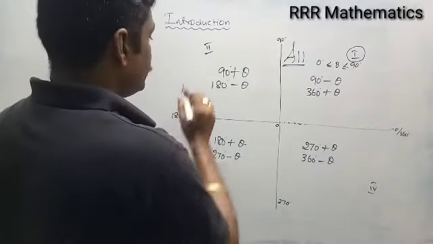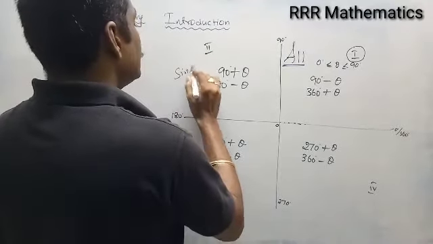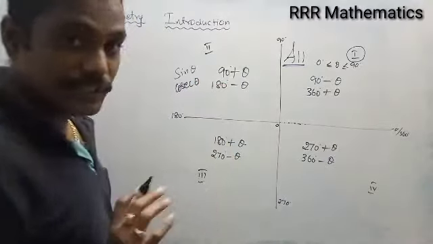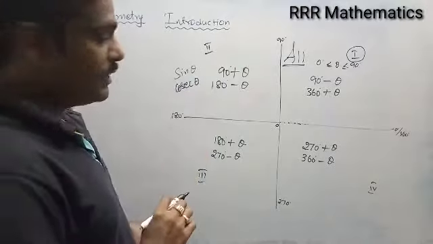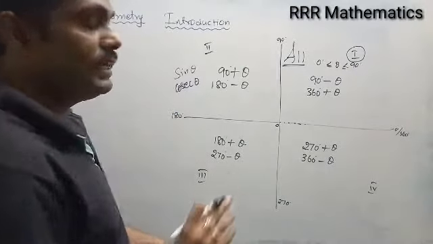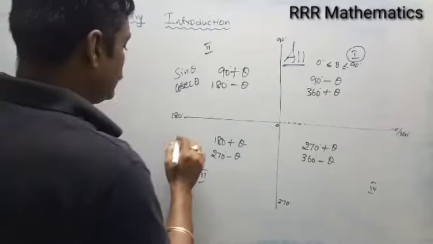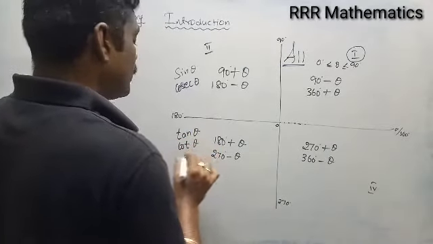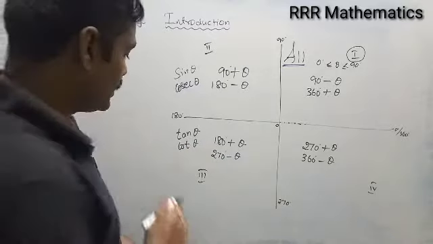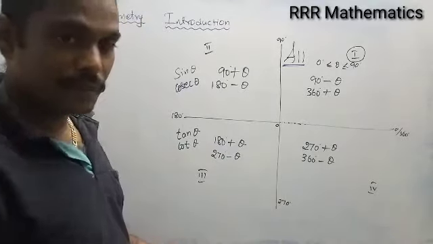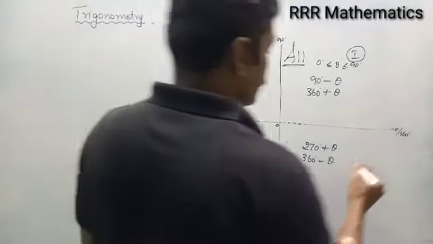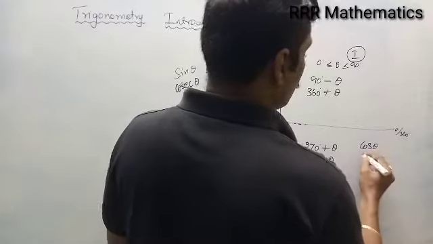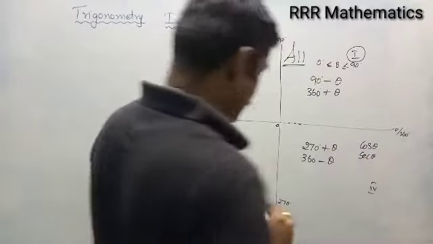In the second quadrant, sine theta and its reciprocal, cosecant theta, are positive. Of the six trigonometric ratios, only sine and cosecant are positive. In the third quadrant, the tan function and its reciprocal, the cot function, are strictly positive. In the fourth quadrant, the cosine function, that is cos theta, and the reciprocal of cos theta, secant theta, are strictly positive.